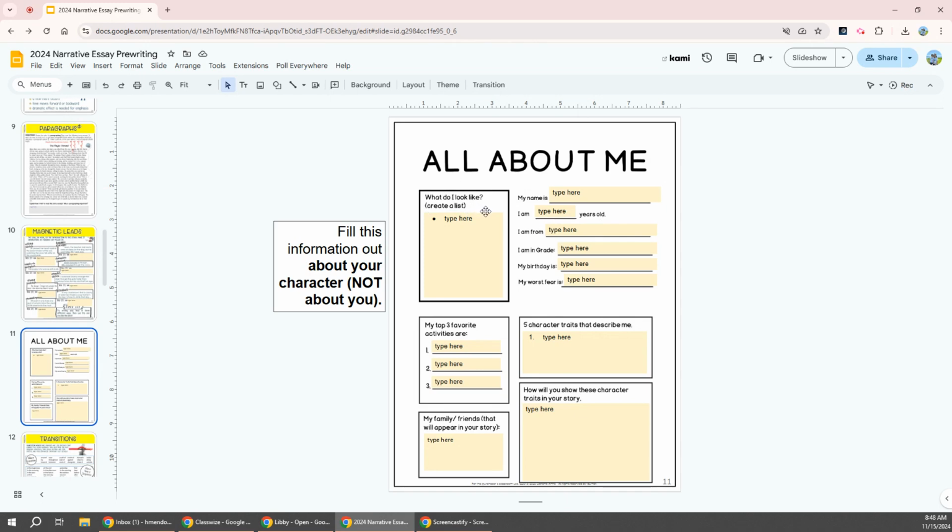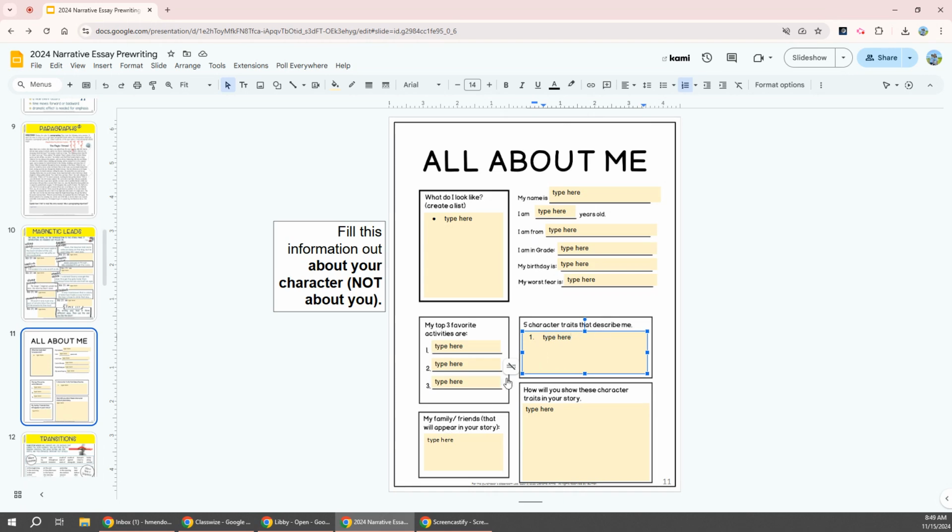So what does your character look like? What's their name? How old are they? Where are they from? If they're in school, what grade are they in? When is their birthday? You can just choose a month if you want to. What's their worst fear? And maybe this would be something that shows up in your story. My top 3 favorite activities are, so what are their 3 favorite activities? The next one is 5 character traits that describe them. You can use Google if you need some help, but I want 5 in this box.